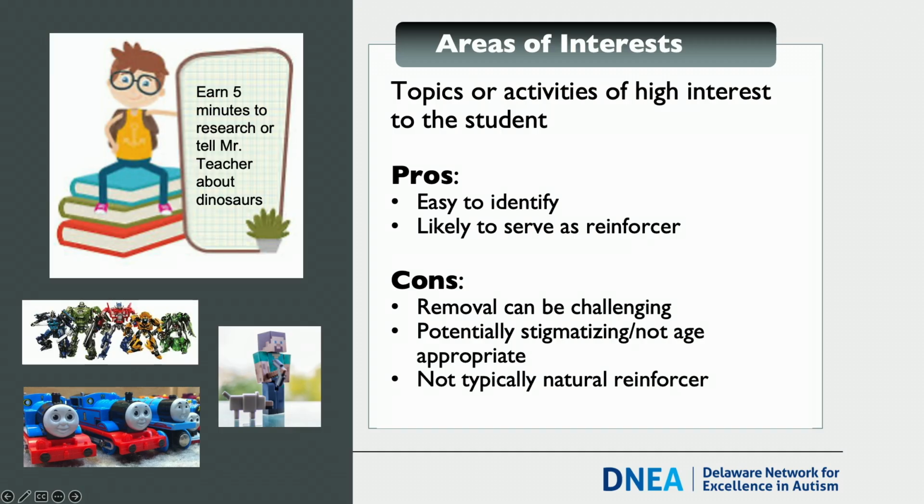Individuals with autism often have areas of interest. These could be certain activities, items, and/or topics. Areas of interest are secondary reinforcers. Some pros of using areas of interest as a potential reinforcer could include that they are often easily identified and are likely to function as a reinforcer. Some cons of using areas of interest as potential reinforcers include that they could be hard to move away from and, depending on the interests, may be potentially stigmatizing or not age appropriate.